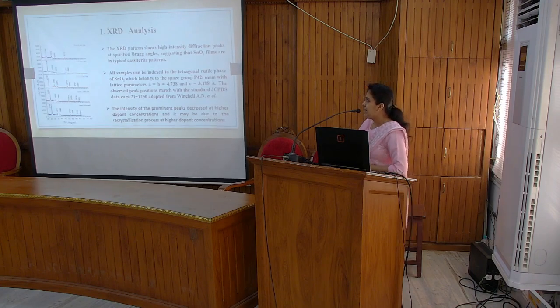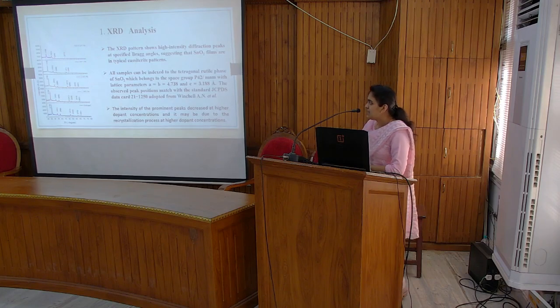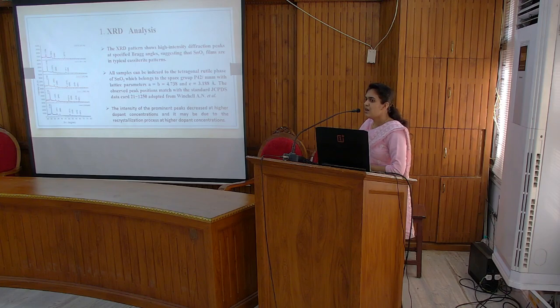The first one is X-ray analysis. The figure shows the X-ray diffraction pattern of pristine and niobium-doped tin oxide thin films at different weight percentages, say 1, 2, 3 and 6 weight percentage. The XRD pattern shows high intensity diffraction peaks at specified Bragg angles, and it indicates that they have cassiterite structures. The peak positions also exactly match with the standard JCPDS data. From the graph it is clear that the intensity of the prominent peaks decreases with higher weight percentage, and it may be due to the recrystallization that may happen at higher weight percentage.